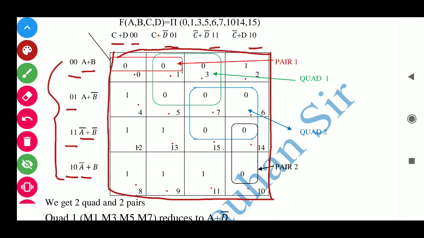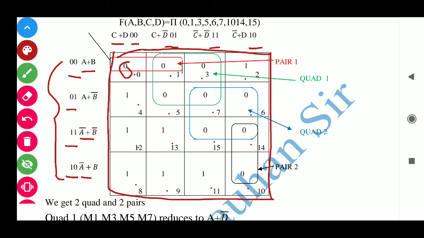When you write this, then see the cardinal forms that are given in the function. You can see here f of a b c d is equal to pi. Pi means product of sum, not sum, and if sigma is there, that is sum of product. And the cardinal forms given are 0 1 3 5 6 7 10 14 and 15. So in the squares you just put 0 where cardinal forms are there. So at 0 you have to write 0, this one 0.